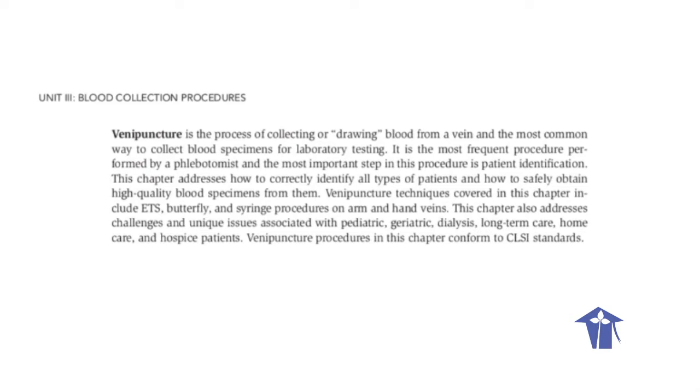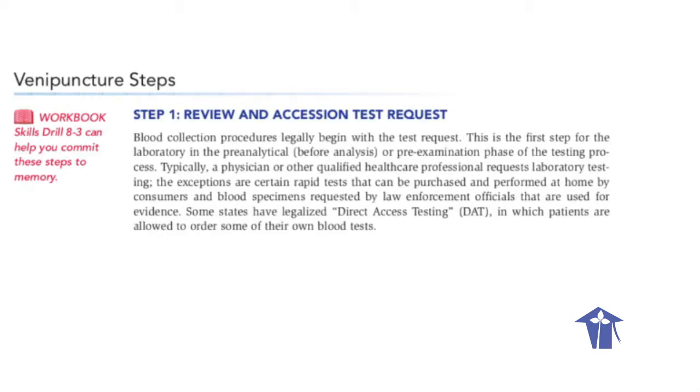This chapter addresses how to correctly identify all types of patients and how to safely obtain high-quality blood specimens from them. Venipuncture techniques covered in this chapter include ETS and syringe procedures on arm and hand veins. This chapter also addresses challenges and unique issues associated with pediatric, geriatric, dialysis, long-term care, home care, and hospice patients. So let's start. Step 1. Review an accession test request.